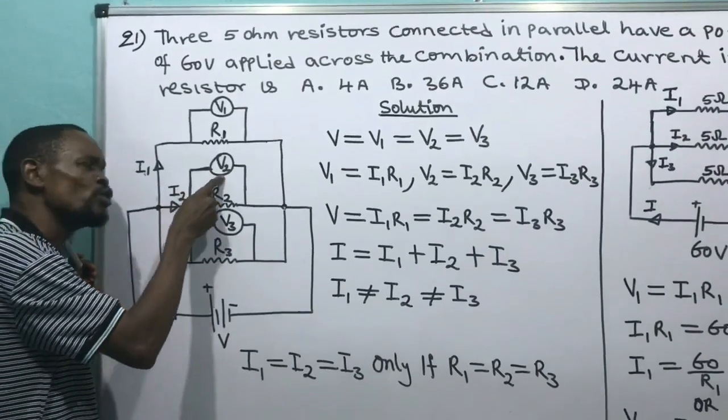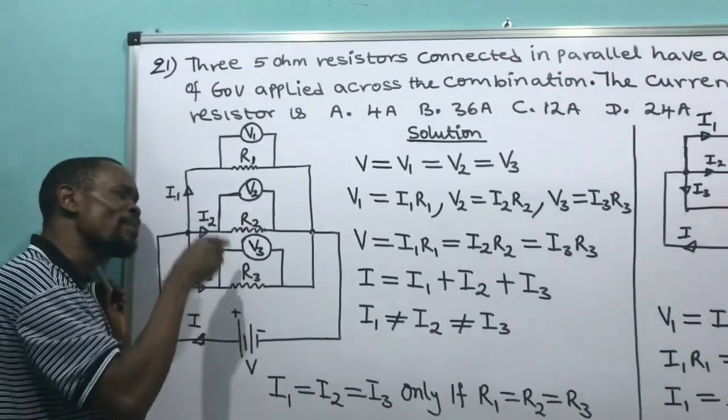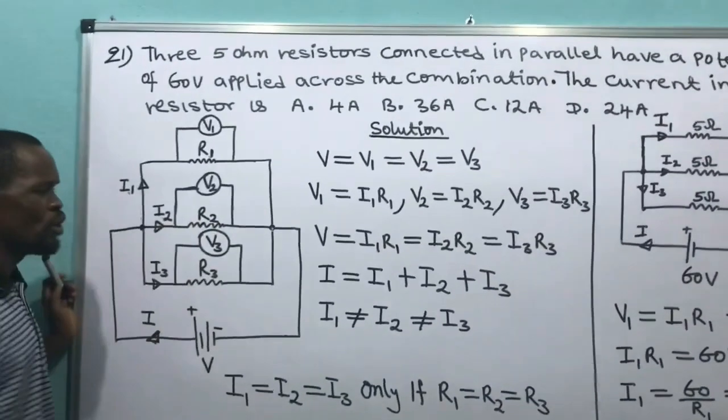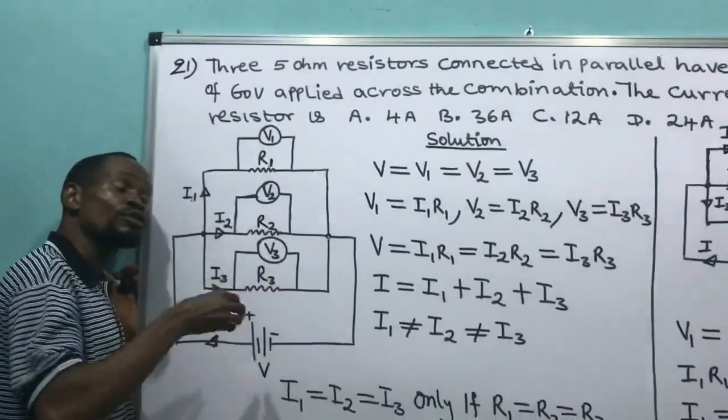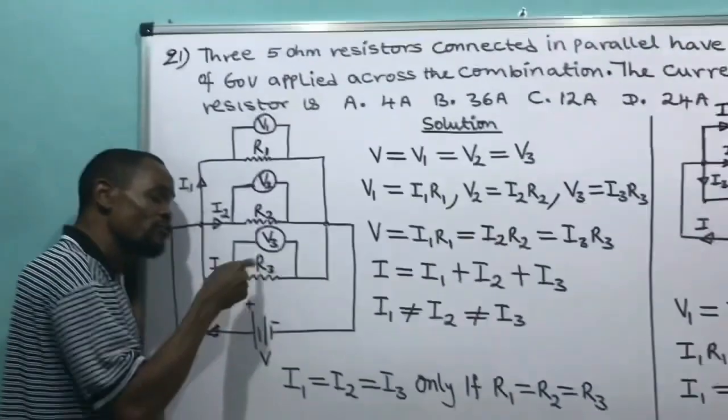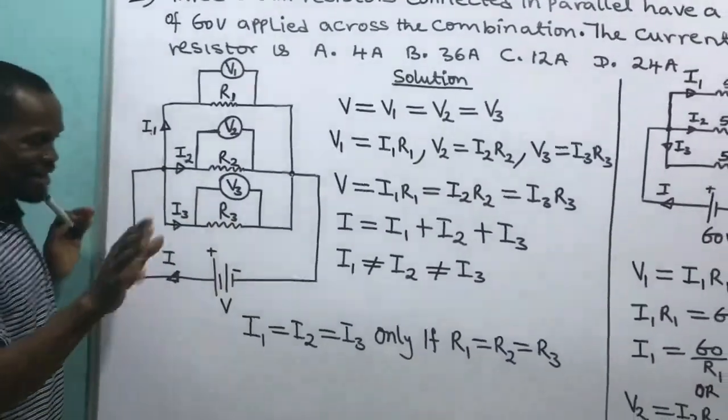While this V2 is voltmeter 2, used to measure the voltage drop across R2, this V3 is voltmeter 3, used to measure the voltage across R3.